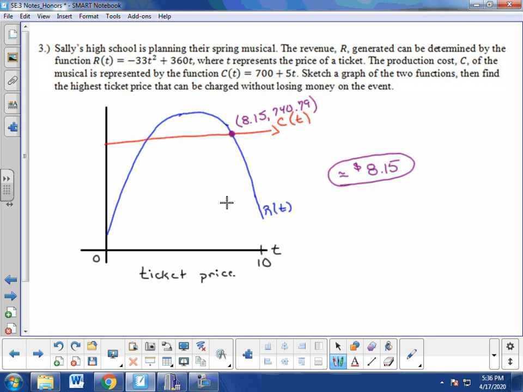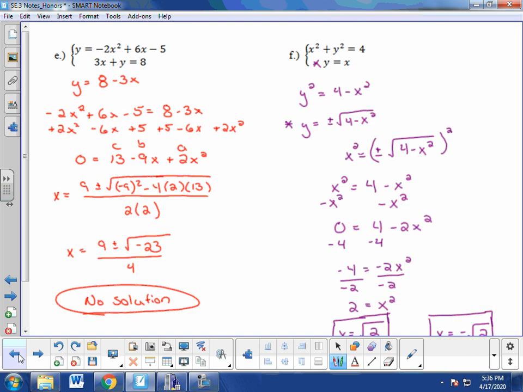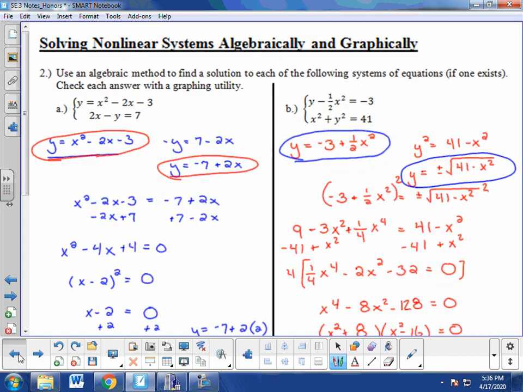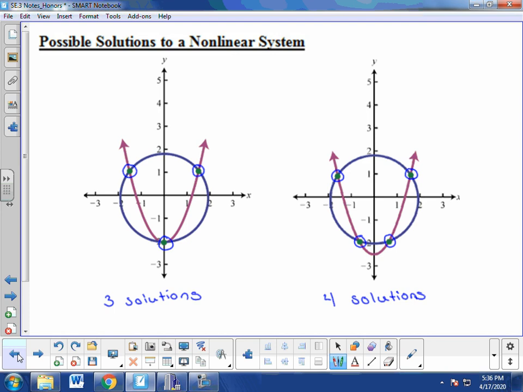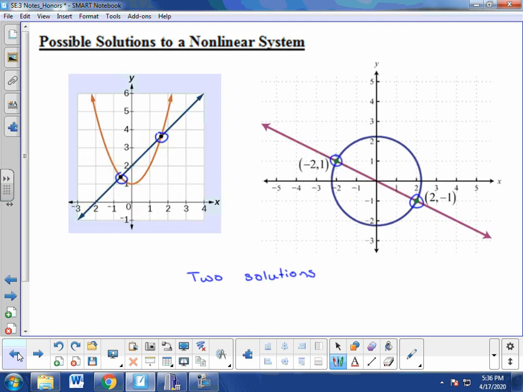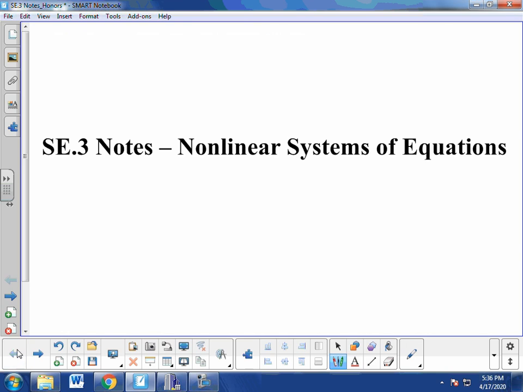So if it doesn't tell you to solve algebraically, we can definitely do this graphically and find those graphic intersections. If it does tell you to do this algebraically, we have many examples of how to solve algebraically. Again, basically what we're finding there is intersections on a graph. So the possible solutions occur where the one function intersects the other function. And with this, we have covered all of SE.3.